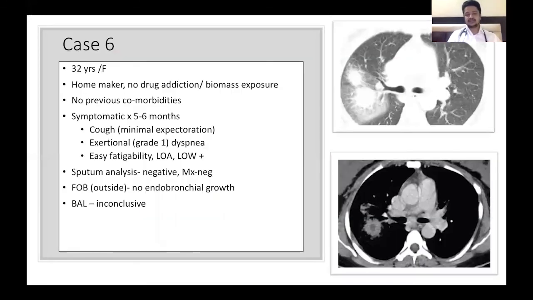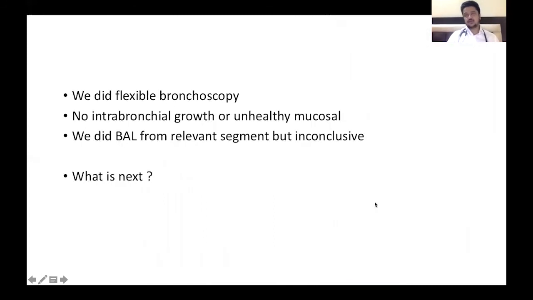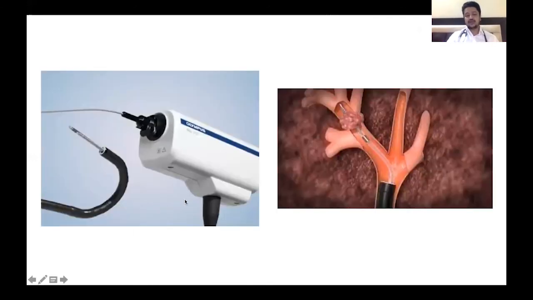In the last, just 2 quick slides for a last case: when we have a peripheral mass, what can be the options? In a peripheral mass, on bronchoscopy there will be no endobronchial lesion, and BAL was not helpful. So what are the other options? We have one more thing, radial EBUS. Earlier we discussed convex EBUS. Here we have radial EBUS.